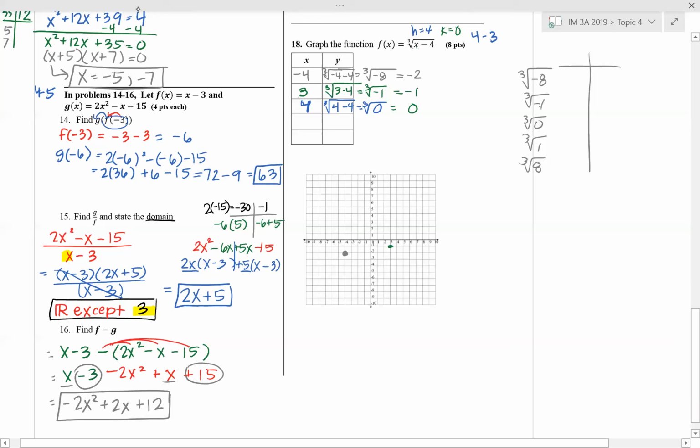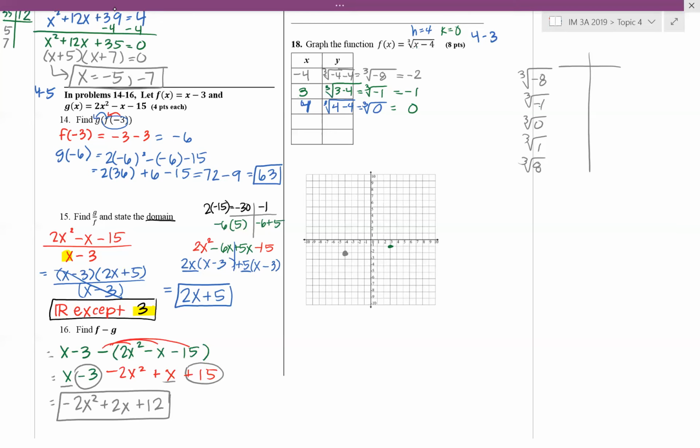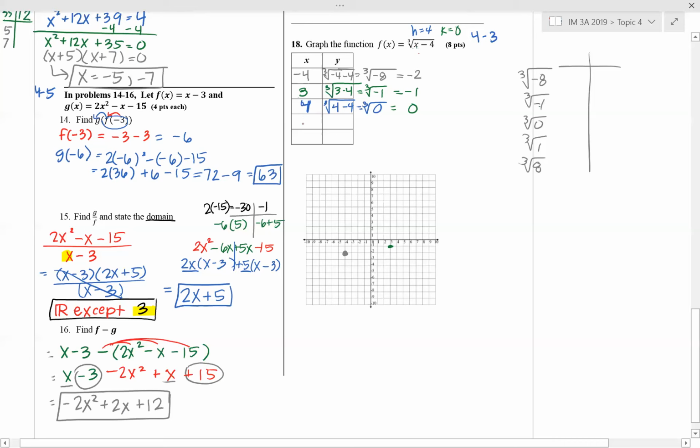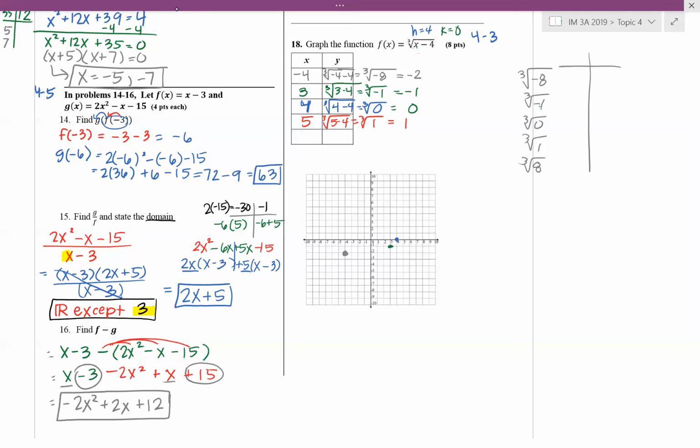So then our next perfect cube is +1. If I want this to be +1, I need to plug in a 5 for x. So 5 minus 4 is 1, and the cube root of 5 minus 4 is the cube root of 1. Oh, I forgot to plot that point. So (4, 0). And then we just did (5, 1).